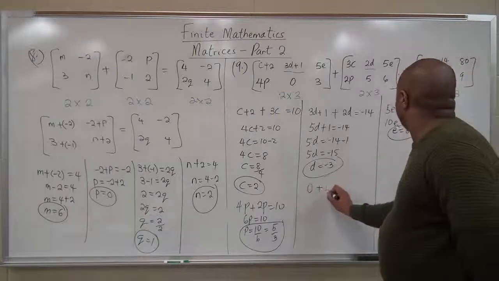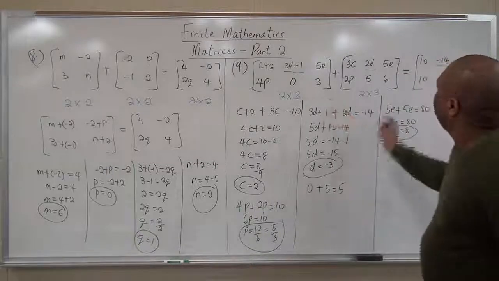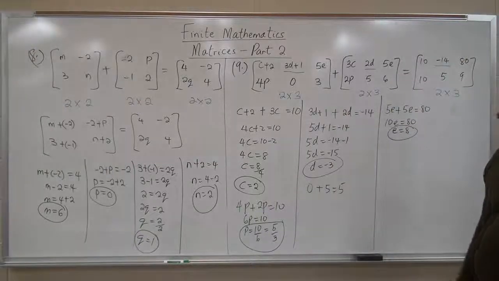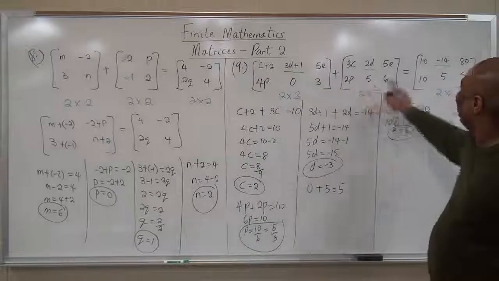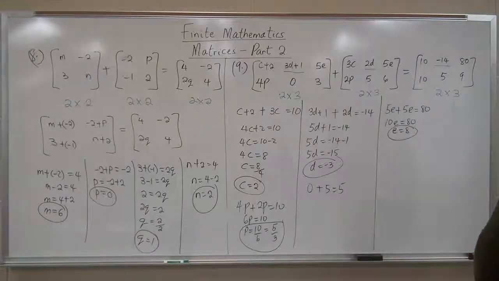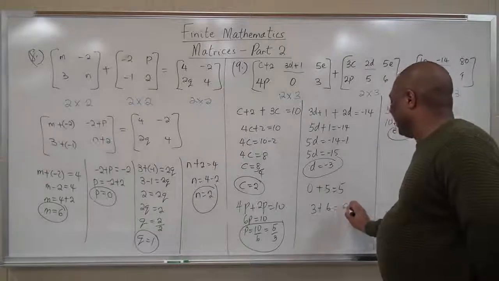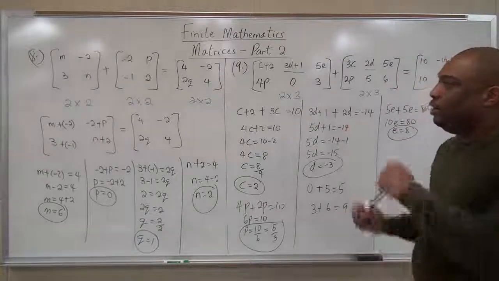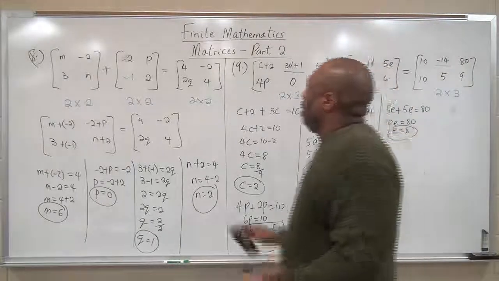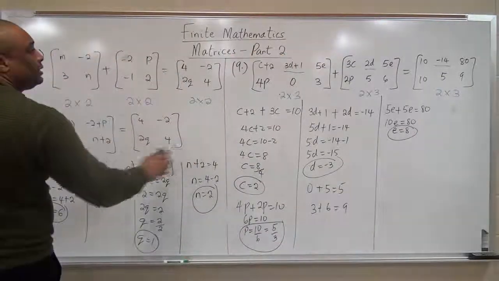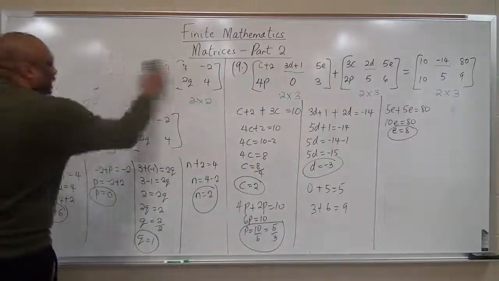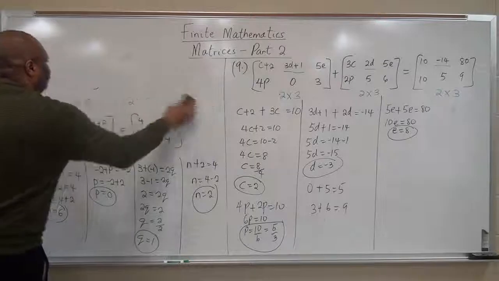Then the next one, 0 plus 5. 0 plus 5 is 5. It says it already. 0 plus 5 is 5, of course. Then the next one is what? 3 plus 6 is 9. Okay. It says it already. And that's the answer. Now, you can do it another way. I mean, it's up to you.